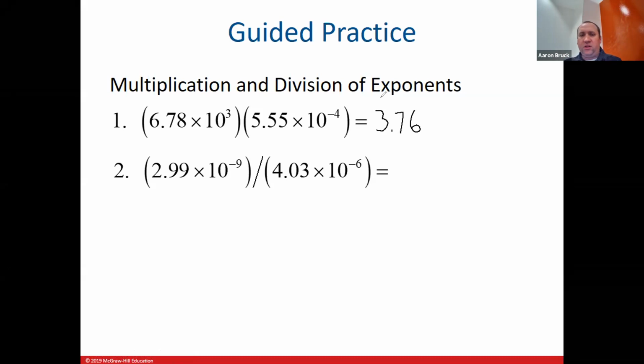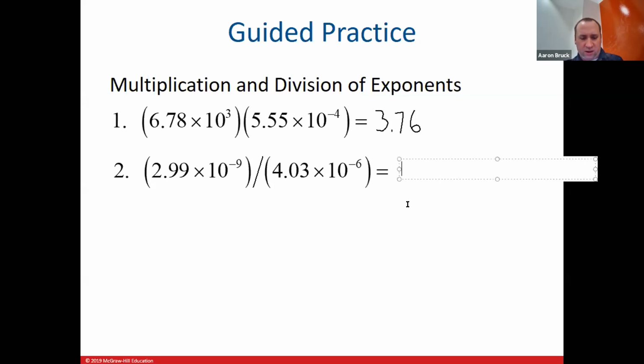So doing the same kind of thing, 2.99 e negative ninth divided by 4.03 e minus 6. My calculator gives me a really long number. Calculator spits out this 7.419354839 times 10 to the negative fourth. That's what my calculator spits out.